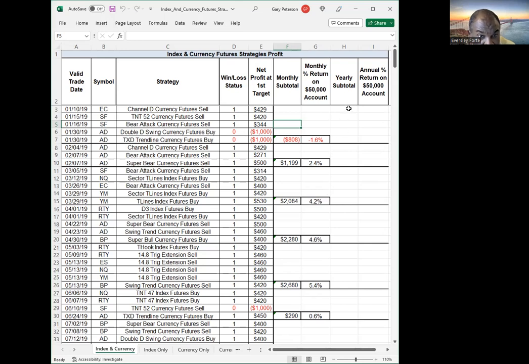Now, let's say you had a $5,000 account, 1/10 the size. This would be $208 profit for the month. This would be $119 for the month. This would be an $80 loss for the month if you had a 5 grand account. The percent return stays the same.